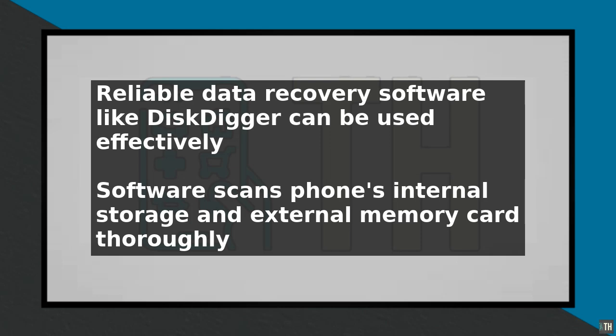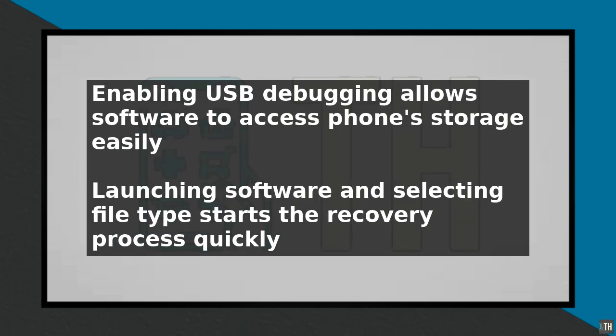Next, launch the data recovery software and select the type of files you want to recover. In this case, photos. The software will then scan your phone's internal storage and external memory card, if available, to look for deleted photos. After the scan is complete, the software will display a list of recoverable photos.